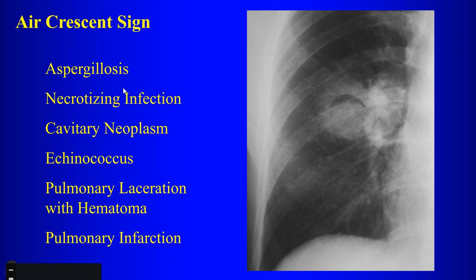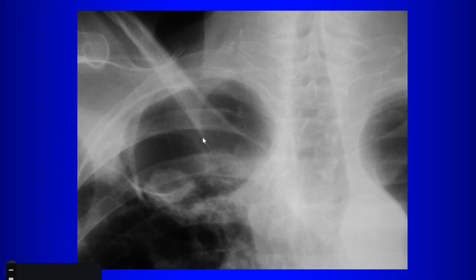Anything that cavitates, although we associate it with aspergillosis, can theoretically give you an air crescent sign. So any cause of cavitation might do that, although the air crescent sign itself we do associate with invasive aspergillosis. Now, what am I showing you here?